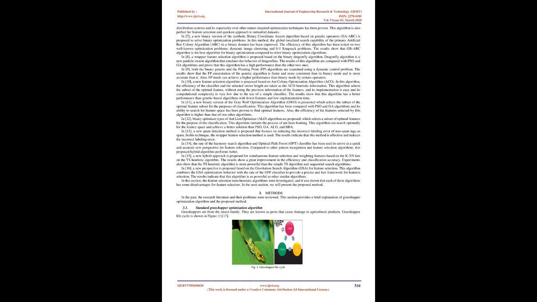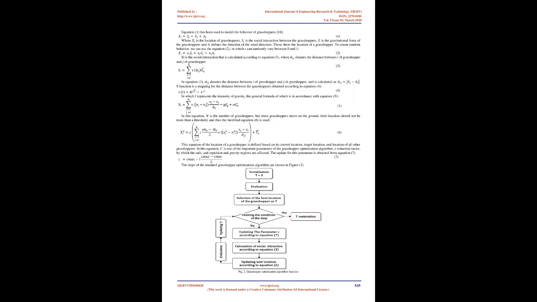In another work, a new binary version of the artificial bee colony algorithm based on genetic operators, GBABC, is proposed to solve binary optimization problems. In this method, the global and local search capability of the primary artificial bee colony algorithm, ABC, in a binary domain has been improved. The efficiency of this algorithm has been tested on 2 well-known optimization problems, dynamic image clustering and 0-1 knapsack problems. The results show that the GBABC algorithm is the best algorithm for binary optimization compared to other binary optimization algorithms.